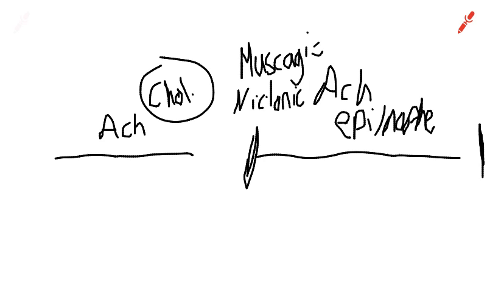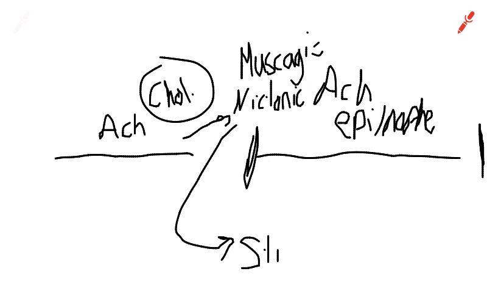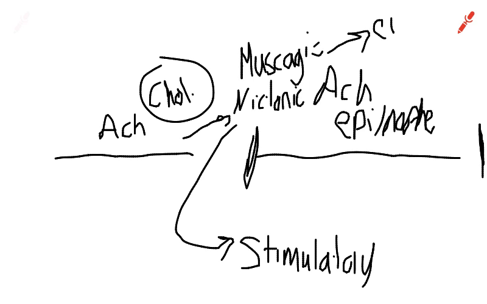Now, if acetylcholine binds to a nicotinic receptor, the reaction, whatever the reaction is, will always be stimulatory. So it will always cause a positive reaction, a stimulatory reaction. If it binds to a muscarinic receptor, the reaction could either be stimulatory or inhibitory. It could be one or the other. You don't know. It can be either or, stimulatory or inhibitory. So it depends on what receptor it reacts on.